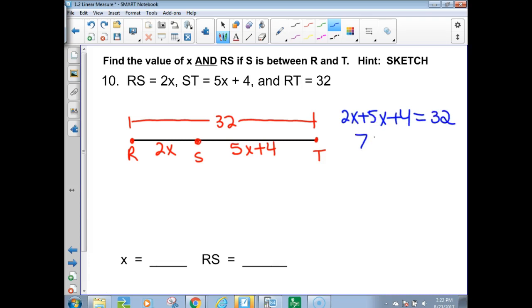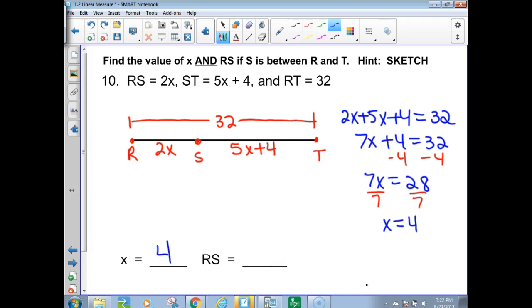Adding like terms first, I get 7x plus 4 equals 32. Subtract 4 from both sides. I get 7x equals 28. I undo multiply by 7 by dividing by 7. And my final result is 4 for x. Now I need to substitute back in. It said to find RS. I look up here. I see RS is 2x, so I do 2 times 4 and get 8.